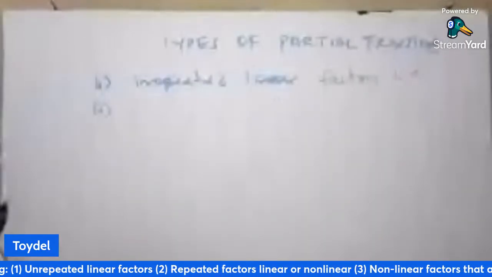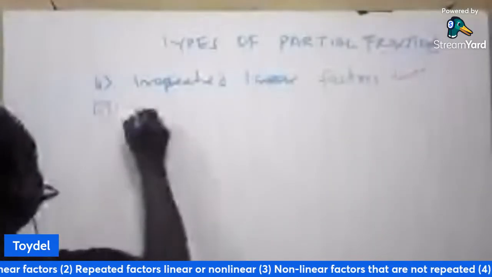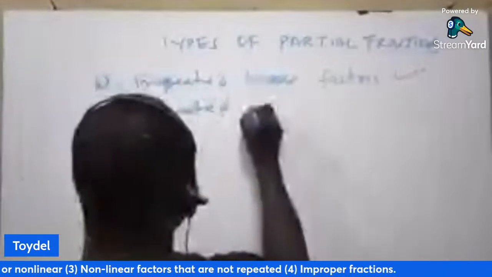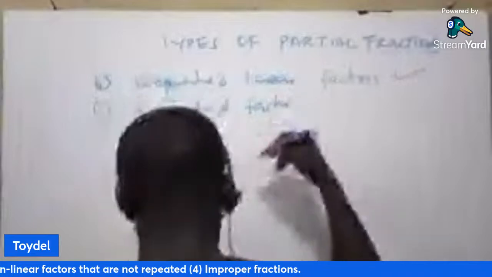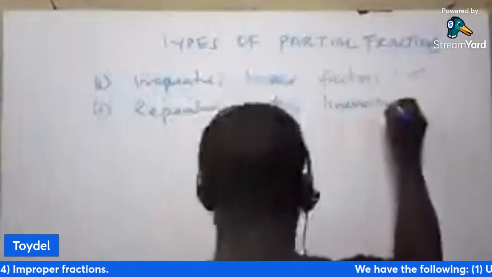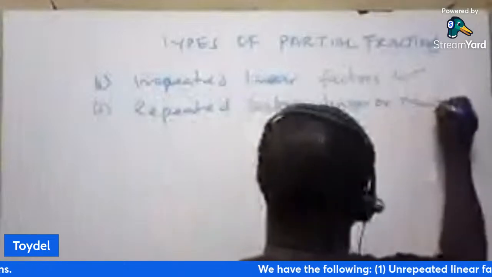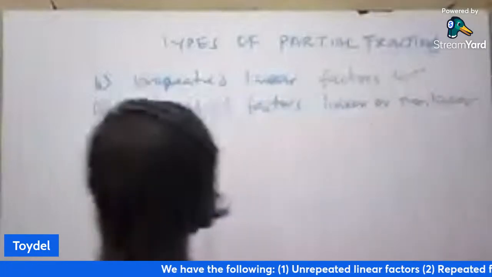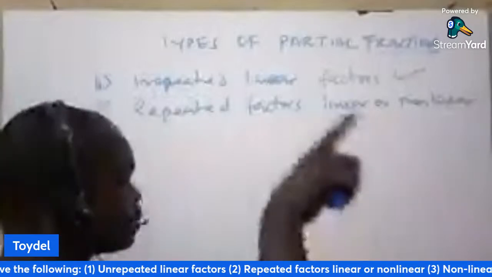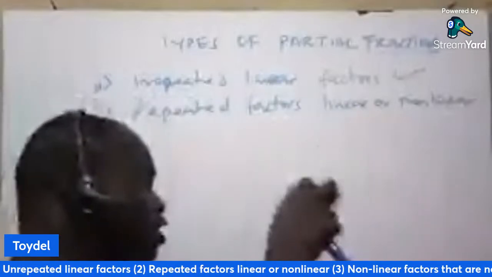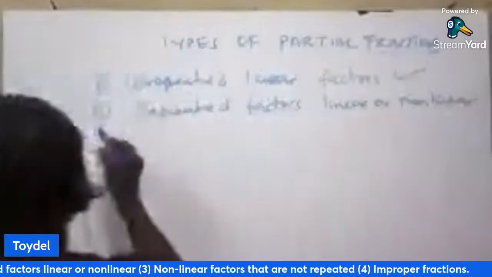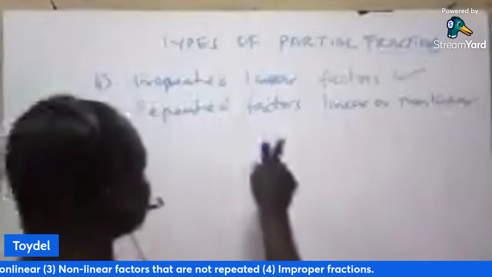Then the second type of partial fraction is repeated factors. That is when we have something in the form of a square. Repeated factors, either linear or non-linear. Whenever you are asked to resolve a compound fraction into its partial fractions, concentrate on the denominator. It is the nature of that denominator that will determine what to do.